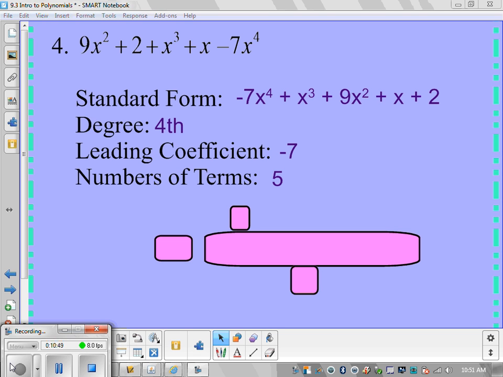All right, for the final problem, how did you do? Were you able to put it in negative 7x to the fourth plus x to the third plus 9x squared plus x plus 2? That is a fourth degree polynomial because the largest exponent is a 4. The leading coefficient is negative 7 because it is the coefficient on the term with the biggest exponent. And did you see that it is 5 terms that make up that polynomial?